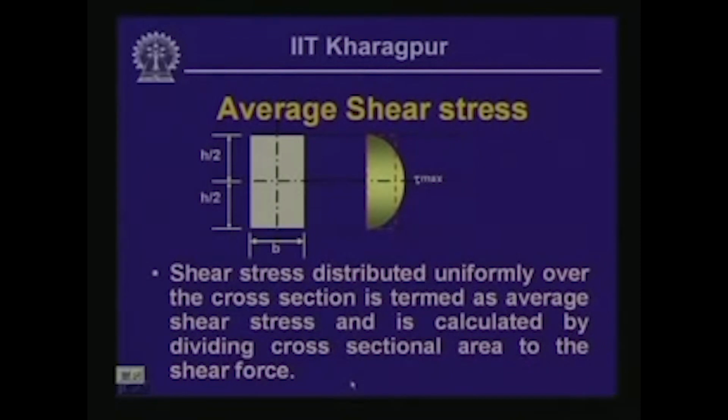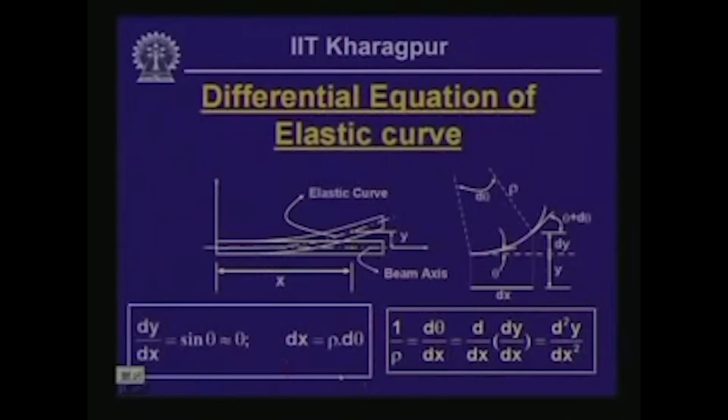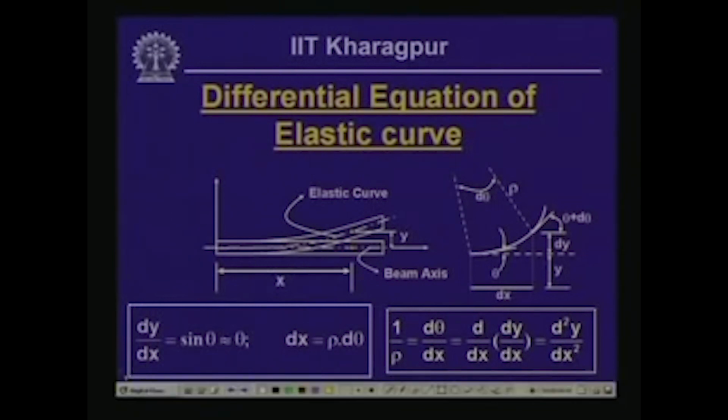Now, having looked into these aspects of the shear stress, let us look into the aspects of the elastic curve, based on which we arrive at the differential equation. Let us consider a segment of the beam. Let us say this is the origin O along the member axis, the beam axis. This particular point is A, which is at a distance of x from the origin.